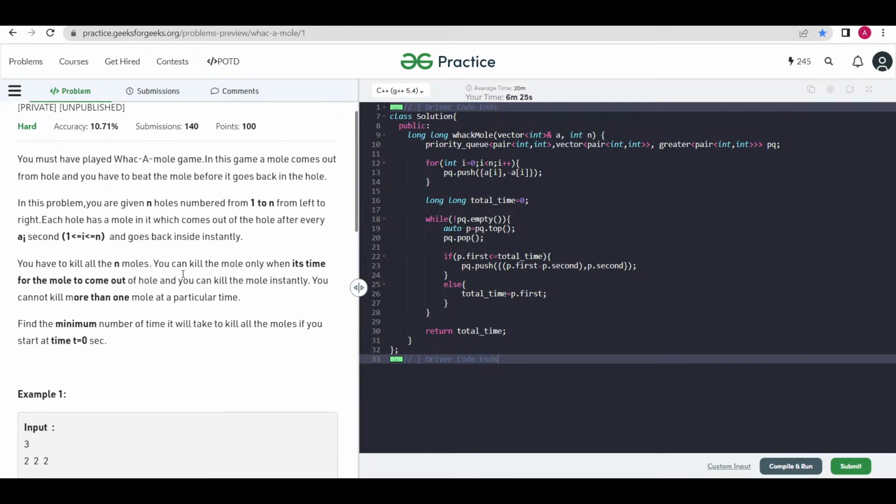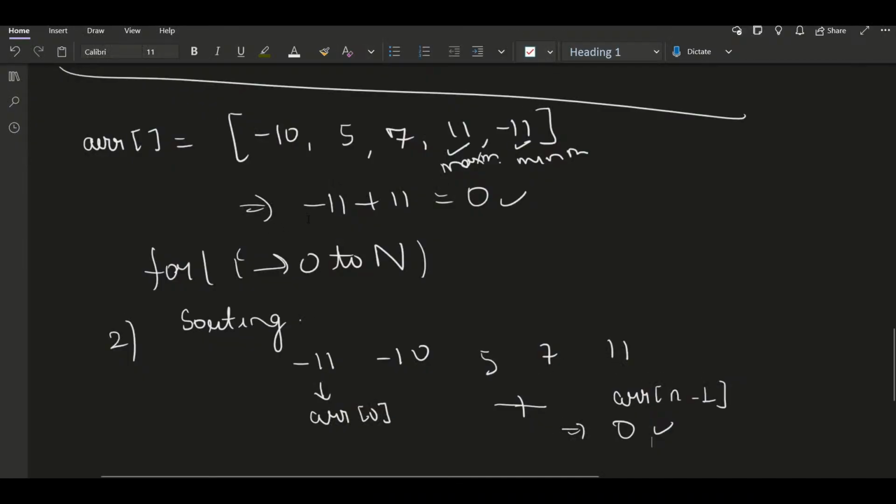We have been given one more condition: we can't kill more than one mole at a particular time. This is the condition we need to follow, and we need to find the minimum time so that we can kill all the moles, starting from t equals 0. To solve this particular question, let me explain it with the help of an example.